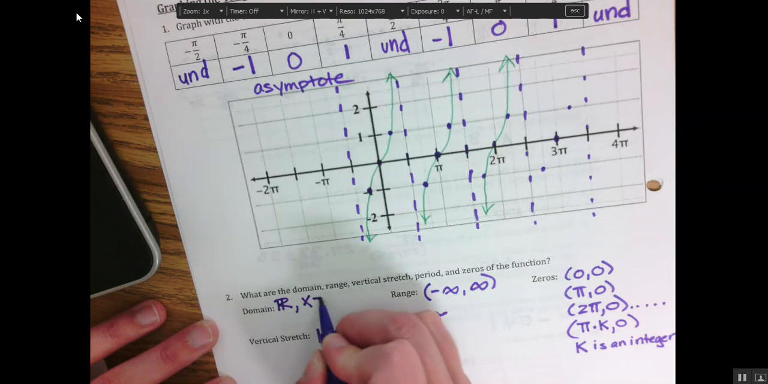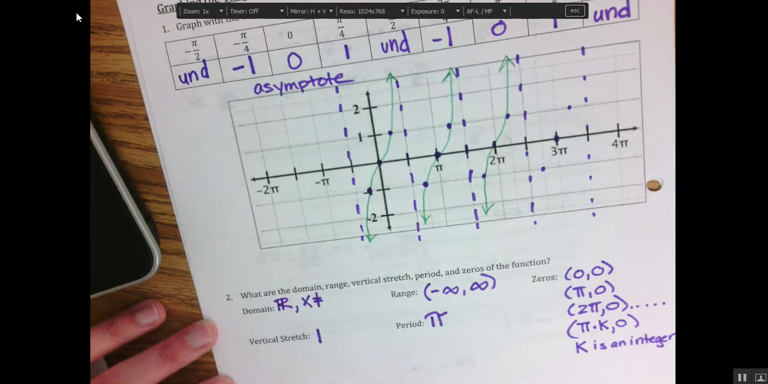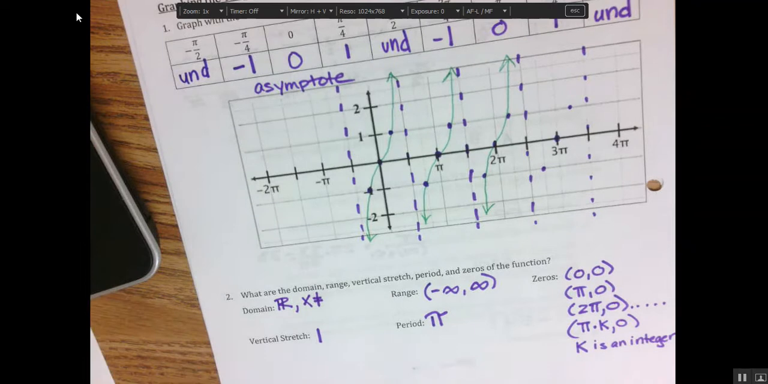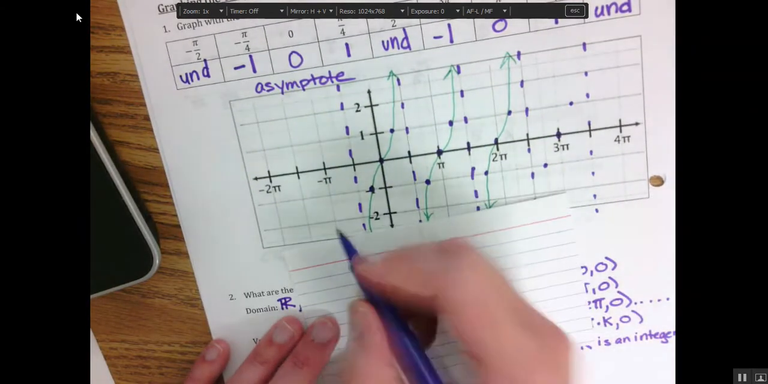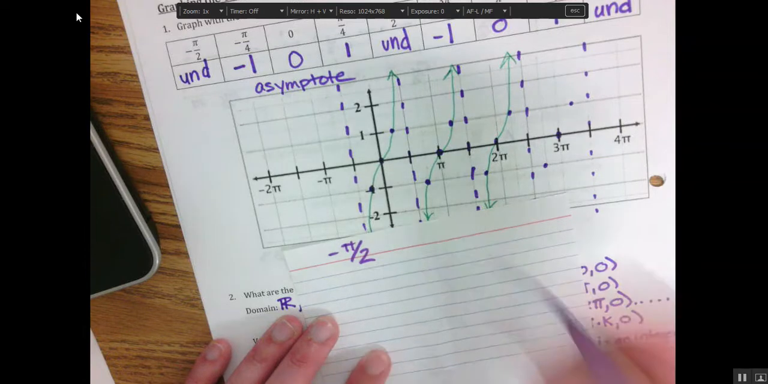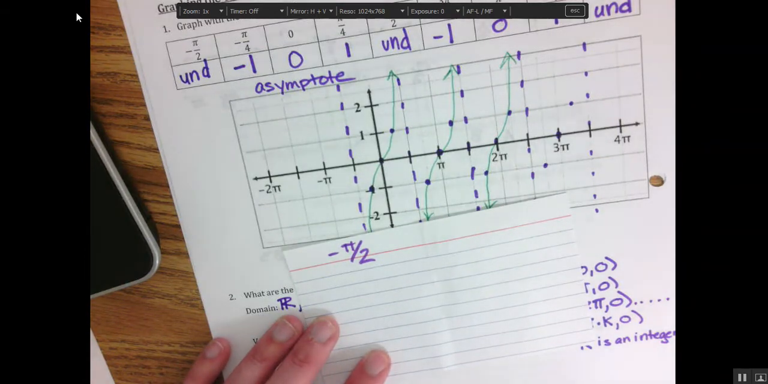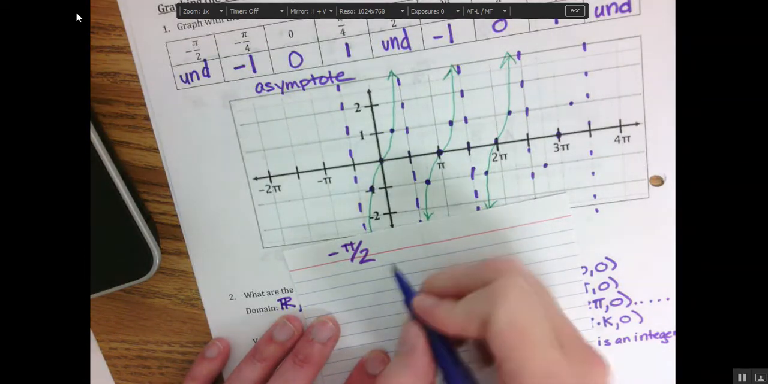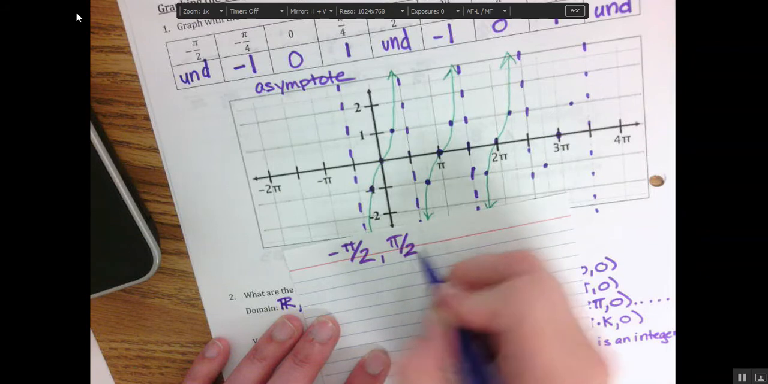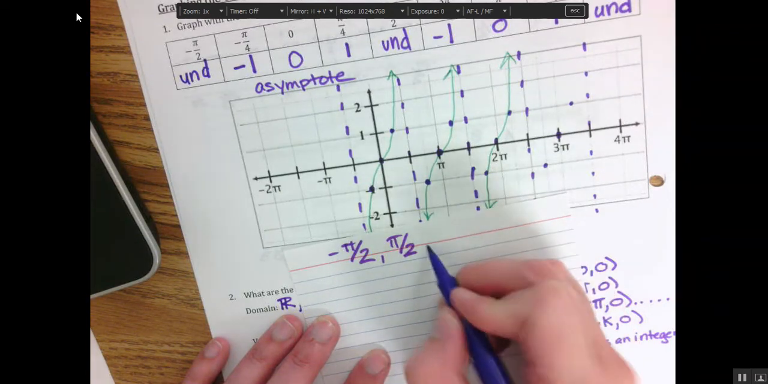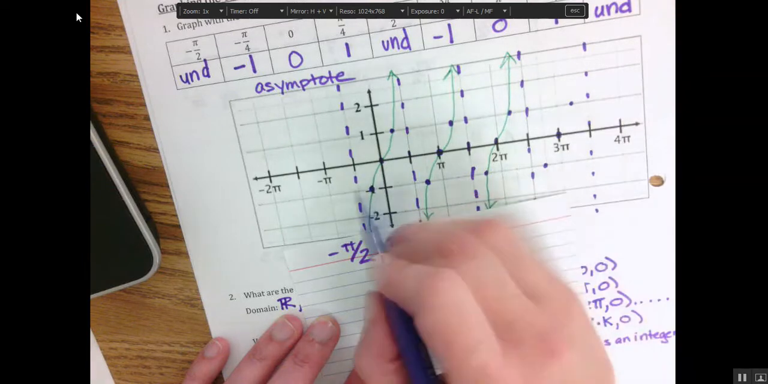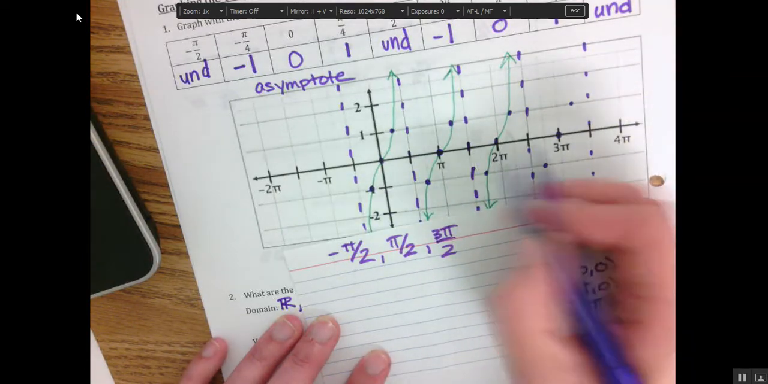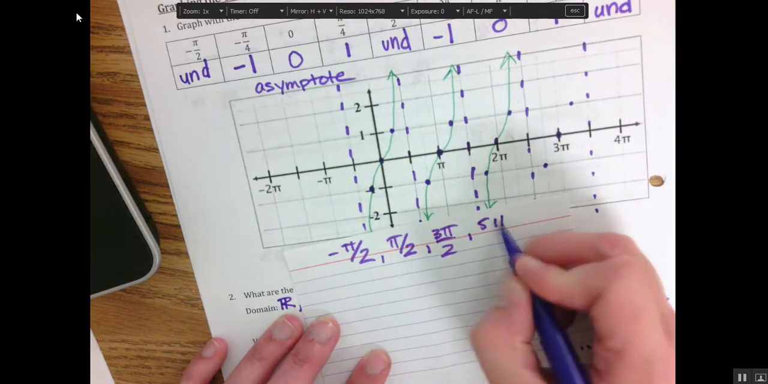x can't equal what? Tell me some numbers that it can't equal. It can't equal negative pi over 2. That's true. What's the next one it can't equal? Can't equal pi over 2. Can't equal 3 pi over 2. What's after that? No, I don't know. I'm just trying to figure out the answer with you. And then 5 pi over 2.